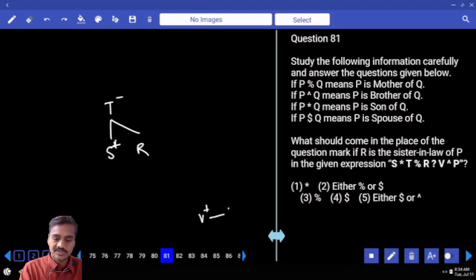As V is the brother of P, now we need R to be the sister-in-law of P. As R is the sister-in-law of P, R is a sister-in-law. That means this R and V must be married to each other, isn't it? If R and V are married to each other, then only P's brother's wife will be the sister-in-law.